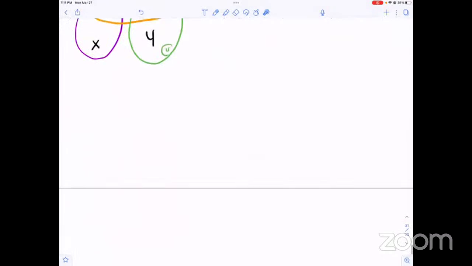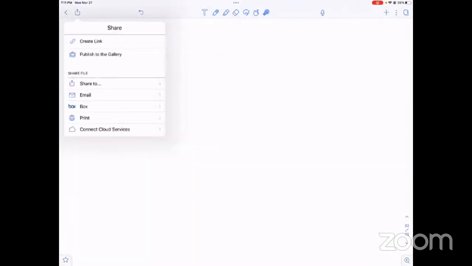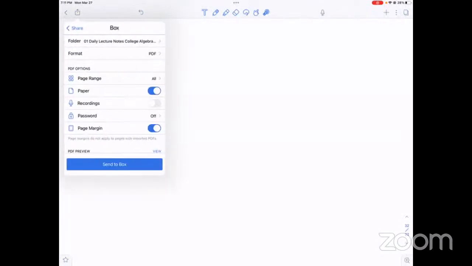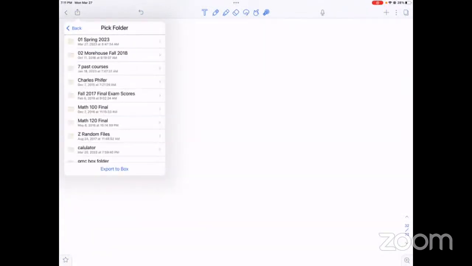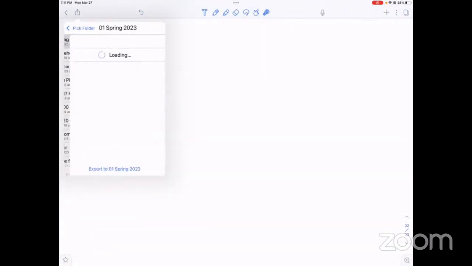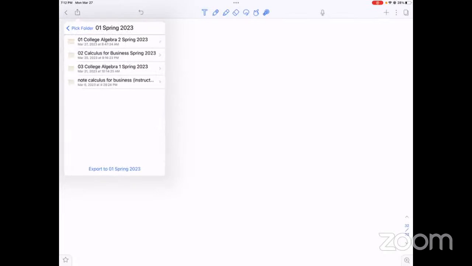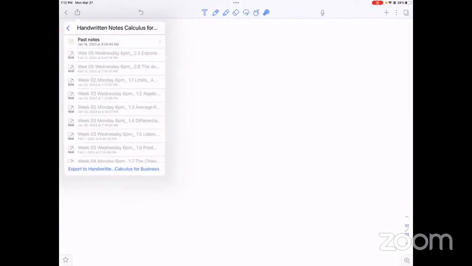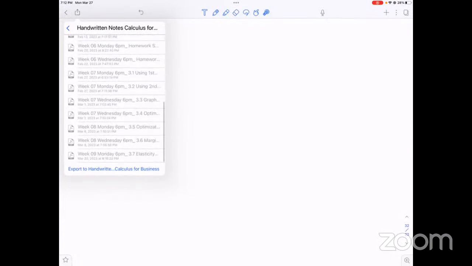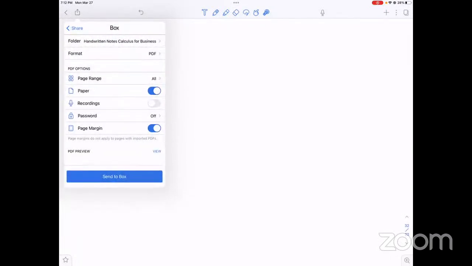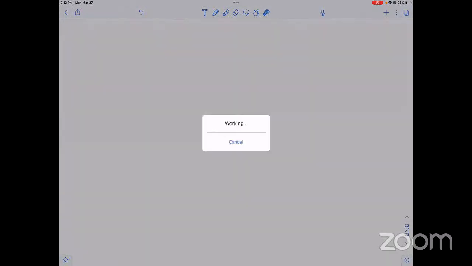Let me make a copy of this available for you. So I'm going to send it to the box, the proper folder. We have some questions over section 3.5. Okay, let me send this here, handwritten. Okay, I think we're good. Let's send it there. So when this bar finishes loading, you'll get a copy of anything that you saw me writing.